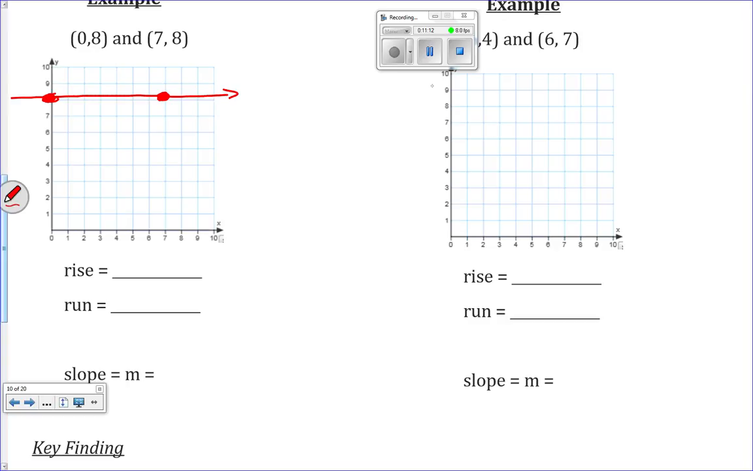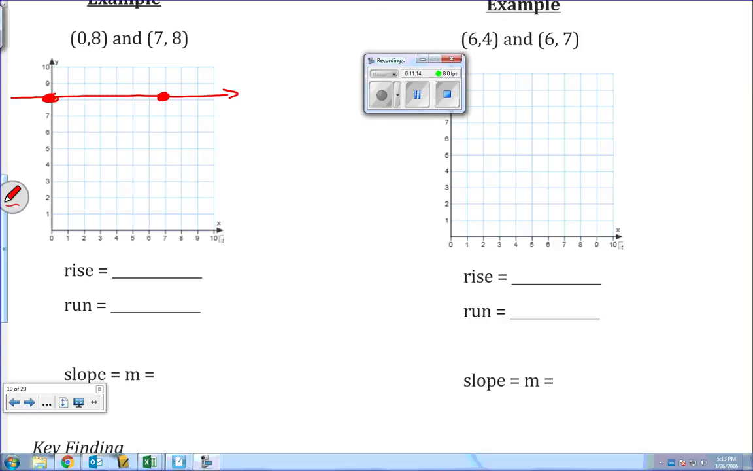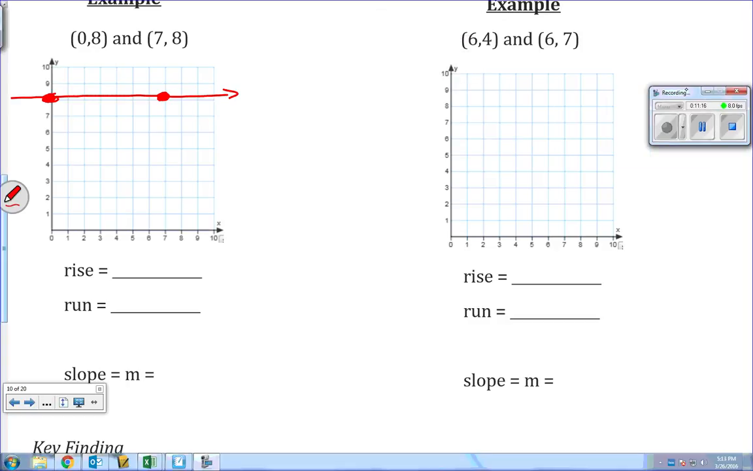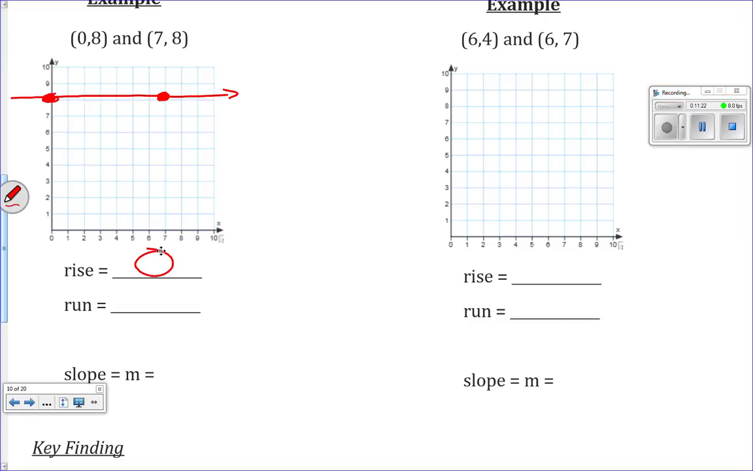How far up did I go? I didn't go up. It went straight over. I rose 0, but I ran, or I went over 7. So my rise over my run, my slope, is 0 over 7.